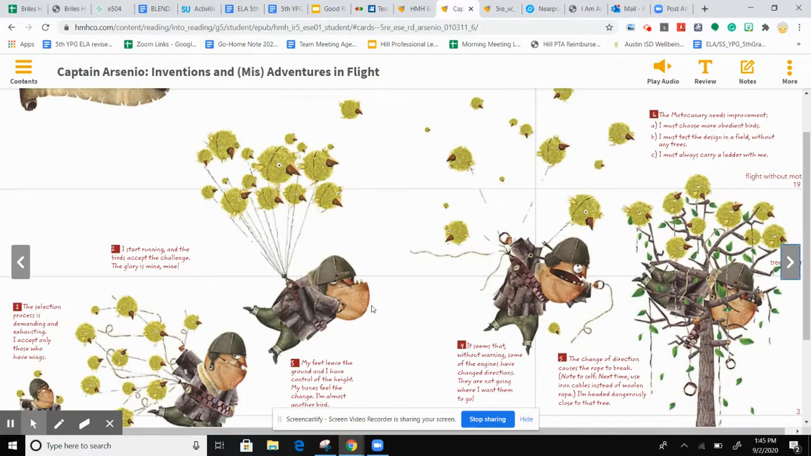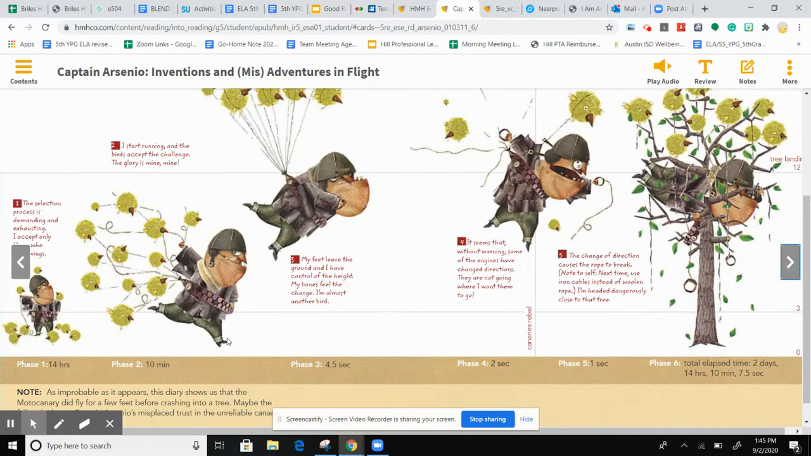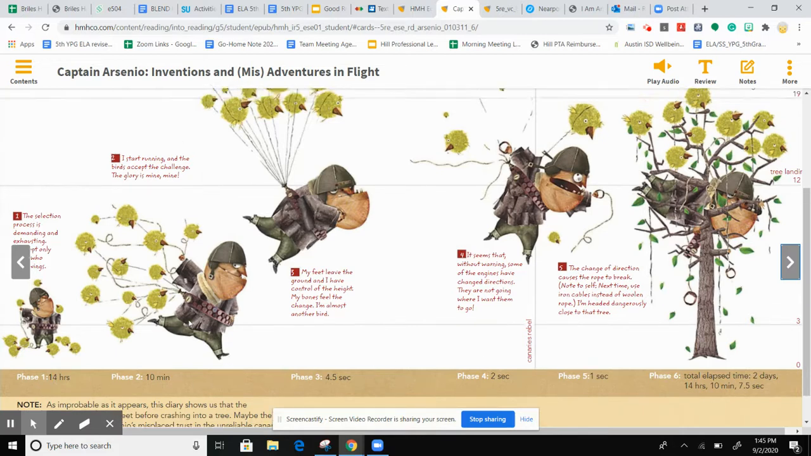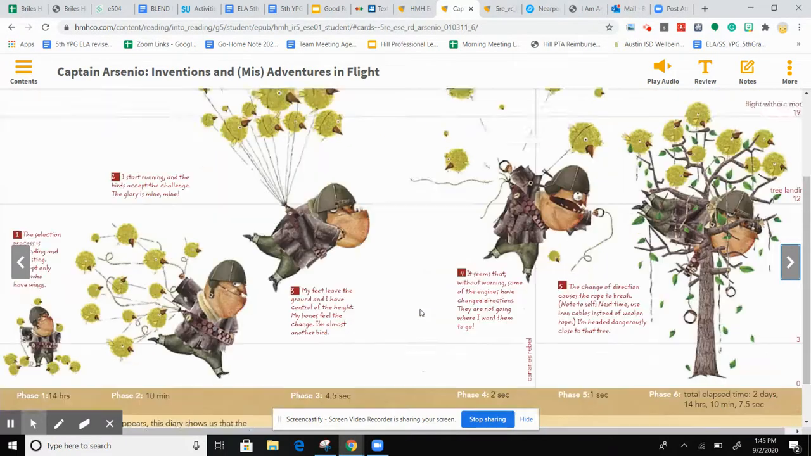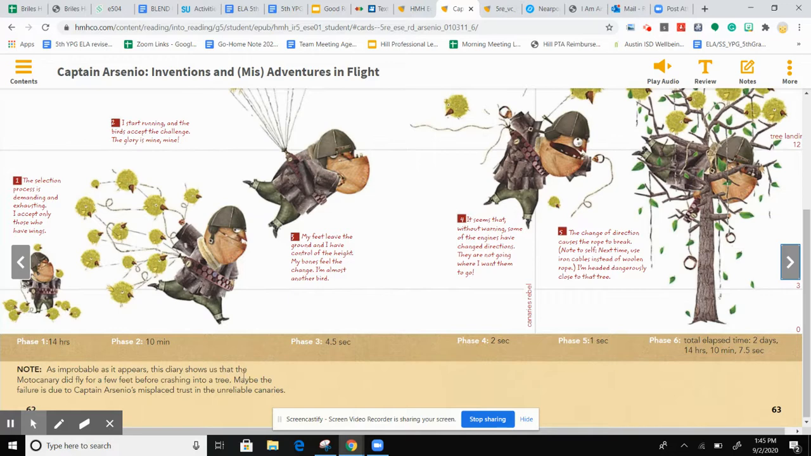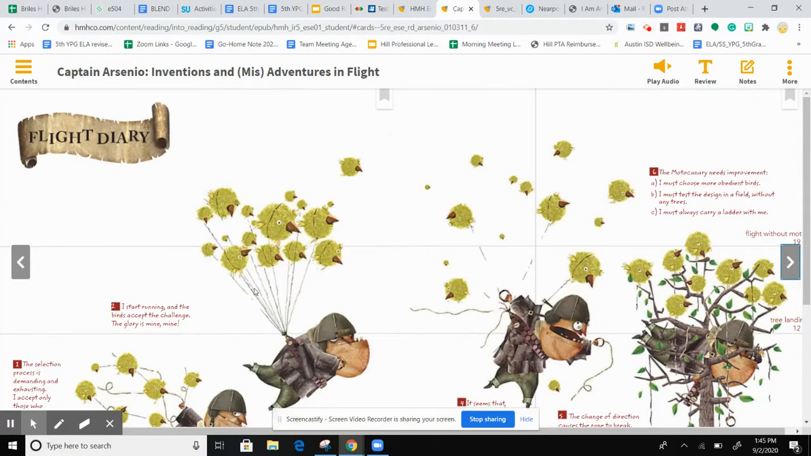We'll go to the next one. Okay, here's a flight diary. It's in chronological order, so it's by phase 1, phase 2, and how long each step took. And there is even a note at the bottom of the chart. So that's really important as a text feature.